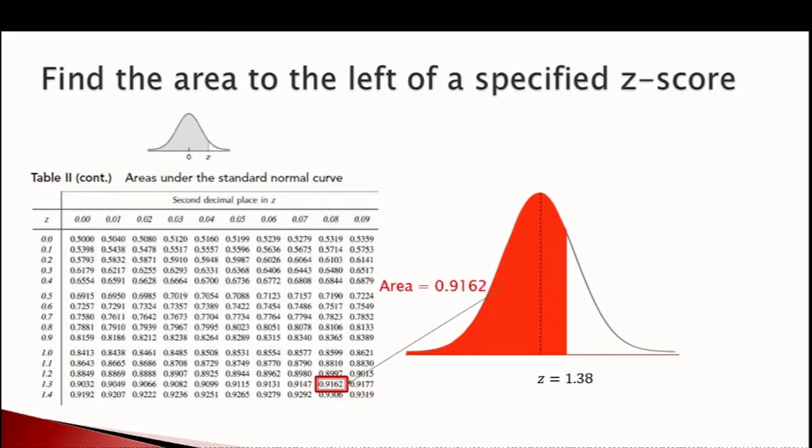0.9162. Thus, the area to the left of z equal to 1.38 is 0.9162, or the probability of the variable z having values less than 1.38 is 0.9162. So as you can see, finding the area to the left of any specified z-score, or the probability of a variable having a value less than z equal to 1.38, is fairly straightforward. You just have to go to the z-table and find the area listed there.